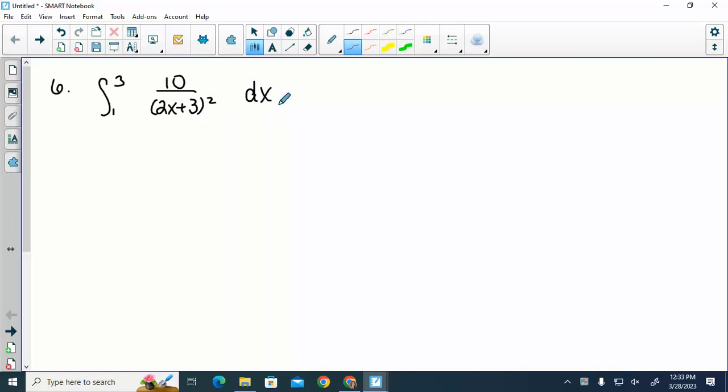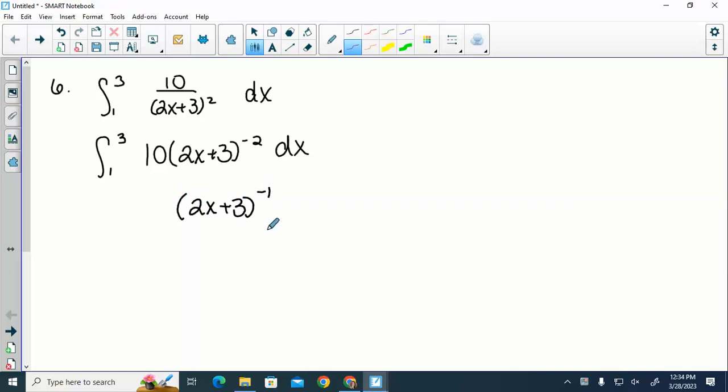Okay, remember, we cannot do the antiderivative of a product or a quotient, so you have to simplify things first. We could write this as 10 times (2x plus 3) to the negative 2 power. So an antiderivative adds 1 to the power. We still have this 10 in front. It's not going anywhere. Then if this power is negative 1, you have to multiply by the reciprocal, and the reciprocal of negative 1 is just negative 1.